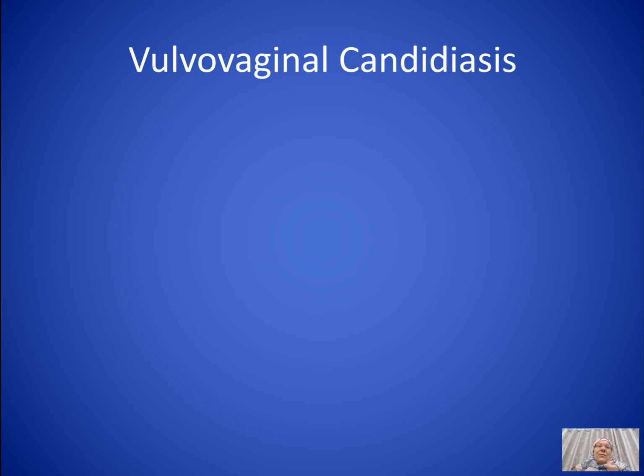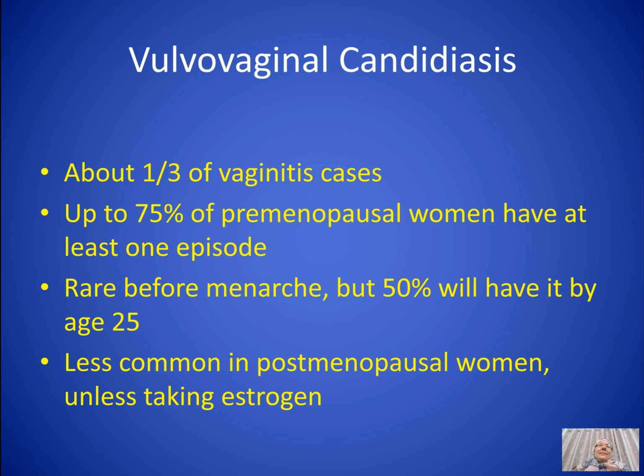Okay, let us go then to vulvovaginal candidiasis. Just have a few thoughts about this yourself: what it is, what causes it, and how does it present. This is the third; it causes 1/3 of all vaginitis cases. Up to 75% of premenopausal women will have had vulvovaginal candidiasis at some point in their lives. It is rare before the menarche, but 50% of all women will have had it by the age of 25, and it is less common in postmenopausal women.